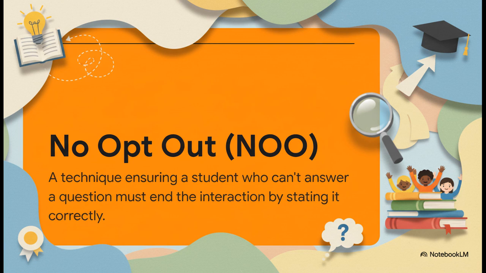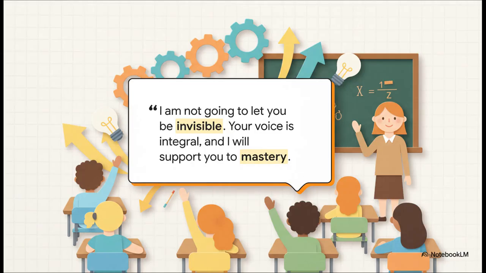And here it is, the one non-negotiable rule of no opt-out. The student who starts the conversation by not knowing the answer must be the one to end the conversation by saying the correct answer out loud. It's a simple structure, but it's powerful. It basically guarantees that I don't know is just a temporary stop, not a permanent exit ramp from the learning process.